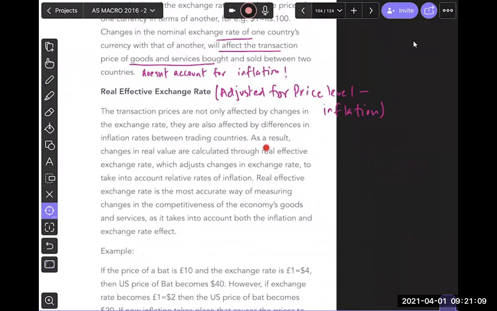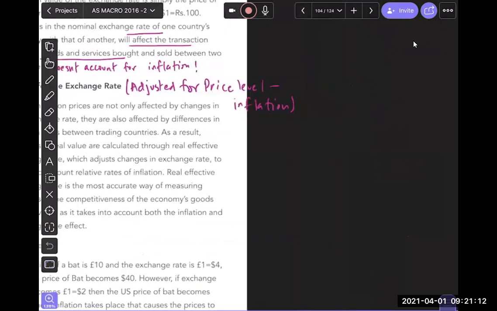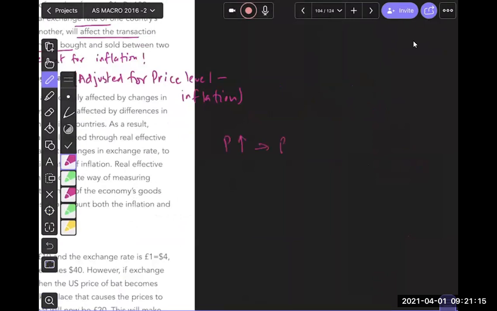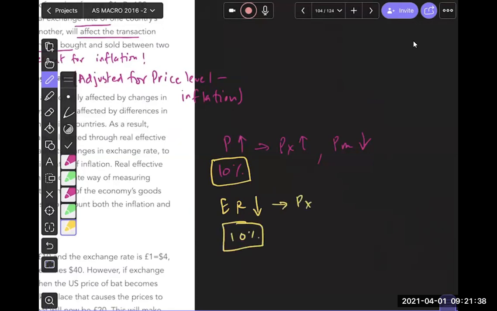So when you look at inflation, what does inflation do? We know this, that if the price goes up, exports become expensive and imports become cheaper. So let's say inflation is happening at 10%. Okay, let me choose another color. If inflation is 10%, and the exchange rate is going up by 10%, exports become expensive and imports relatively cheaper.